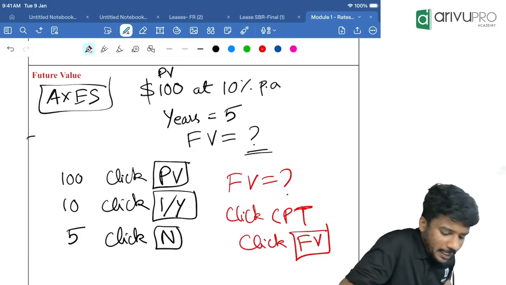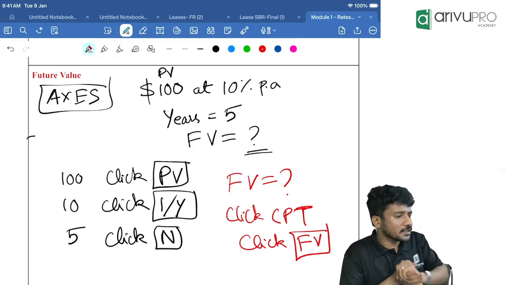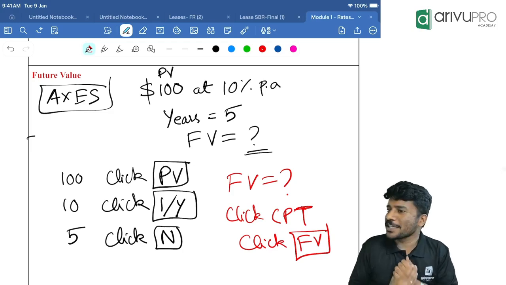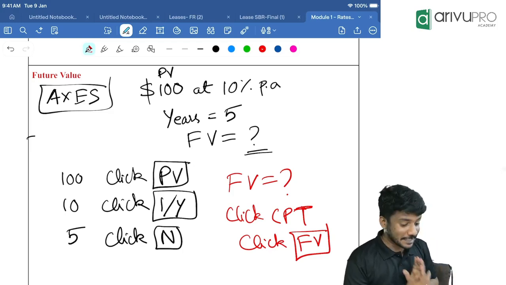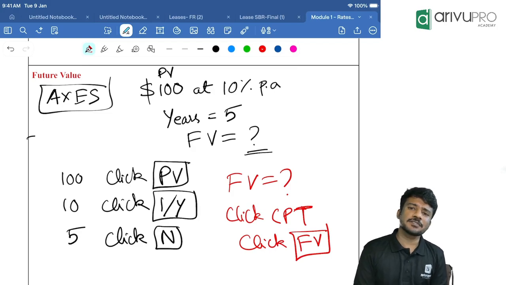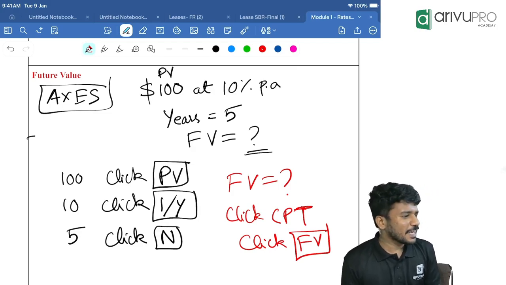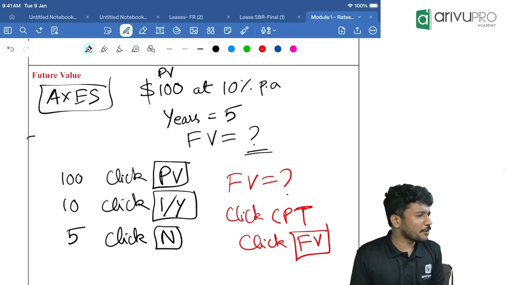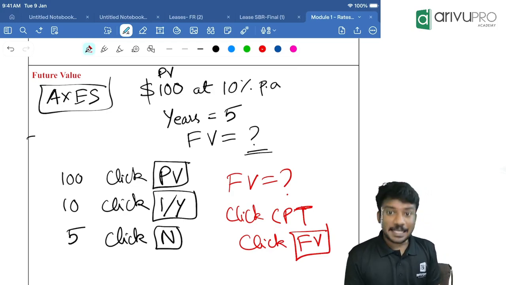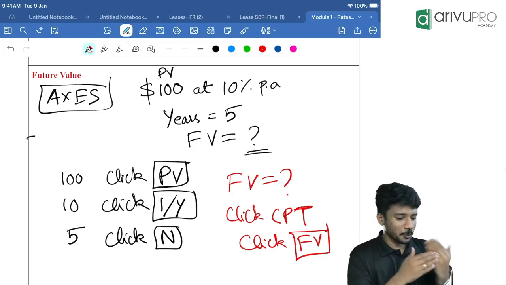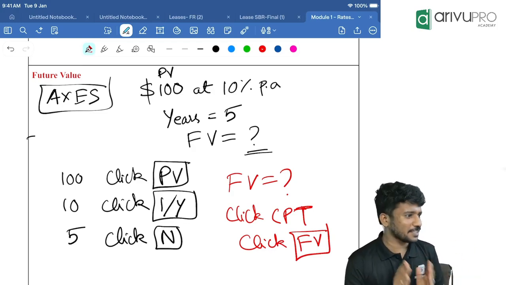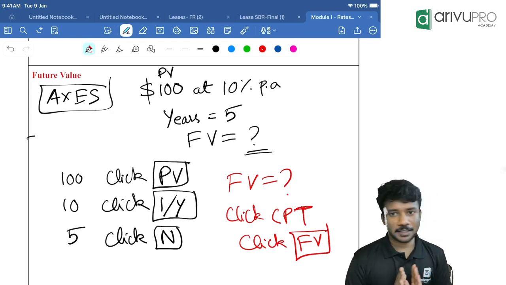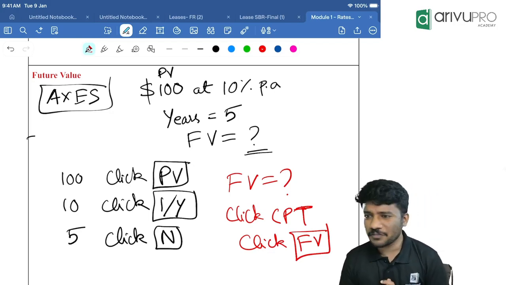How much are you getting? Minus 161.051. So that is the amount you will get after 5 years. Now, why is there a minus? Any idea why there is a minus? Inflow and outflow. Yes, inflow and outflow. That means we gave this much, then we are getting back, so the signs are different. You can take it as positive itself, but the sign will be negative. You can ignore the sign in front of it.